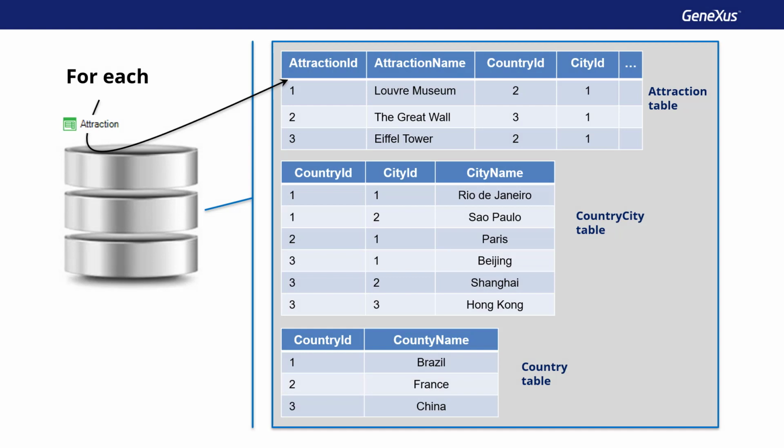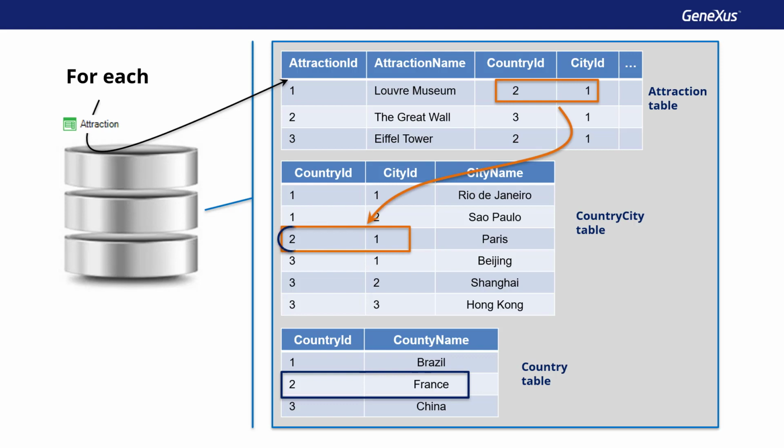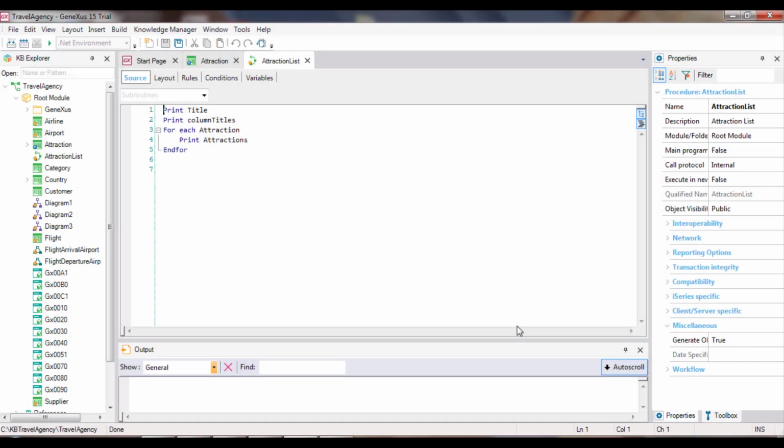Since within the ForEach command we've invoked a print block containing attributes of the attraction and country tables, applying the concept of extended table for each navigated attraction, the country city table will be accessed, and from it the country table, to obtain the name of the country where this attraction is located. Let's run it to see the result.